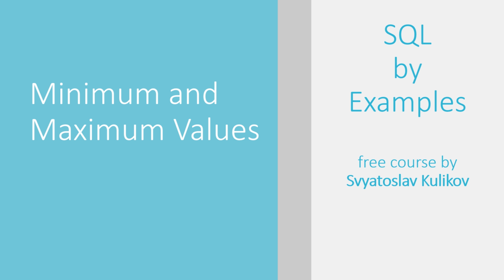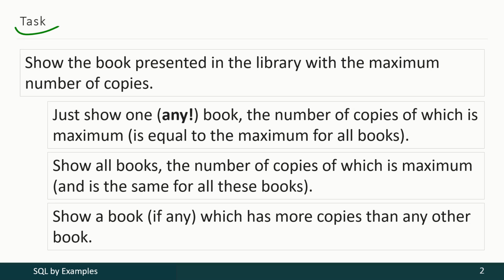In this video we shall discuss how to deal with situations when we have to calculate some minimum or maximum values. Here is our task. We have to show the book presented in the library with the maximum number of copies. But the trick here is this is not just one task, but three tasks.